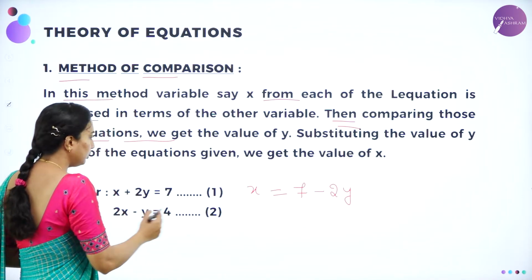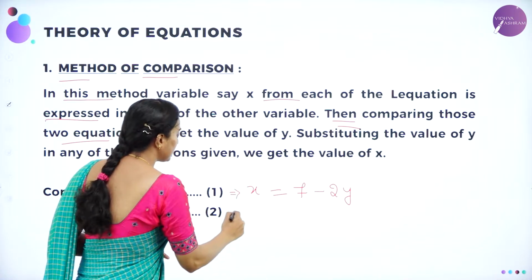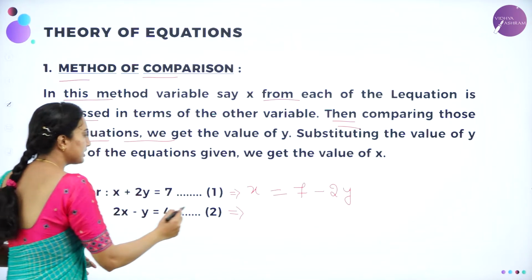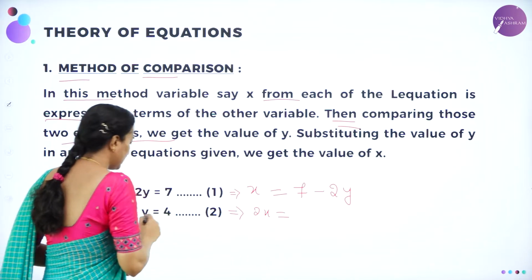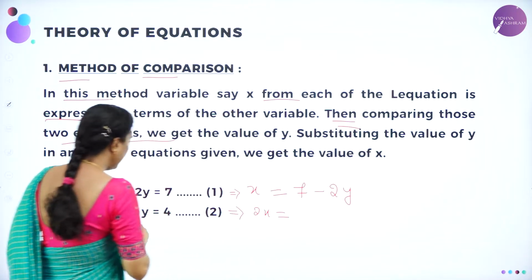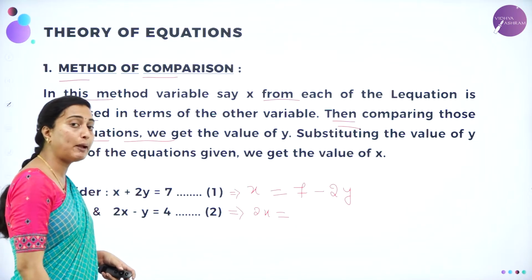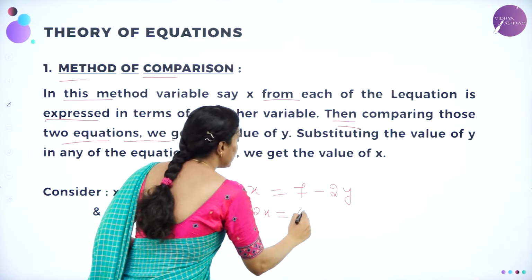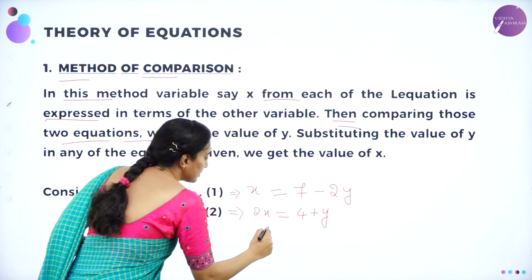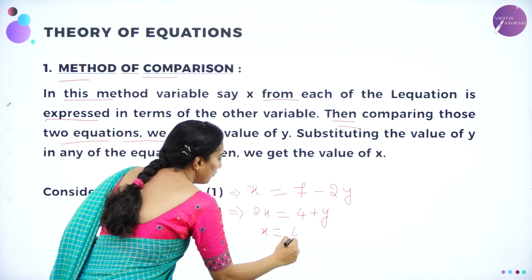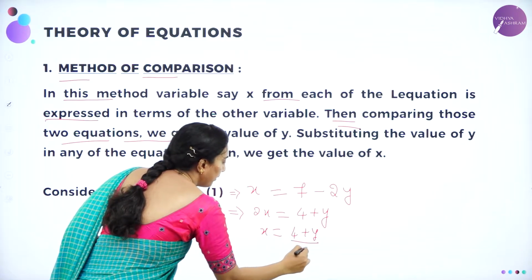And then equation 2 also, I am going to keep 2x as it is, and take y to that side. It will become minus y. If I am taking it to that side, it will become plus y. Therefore, it is 4 plus y. Now you can convert this: x will be equal to (4 plus y) divided by 2.